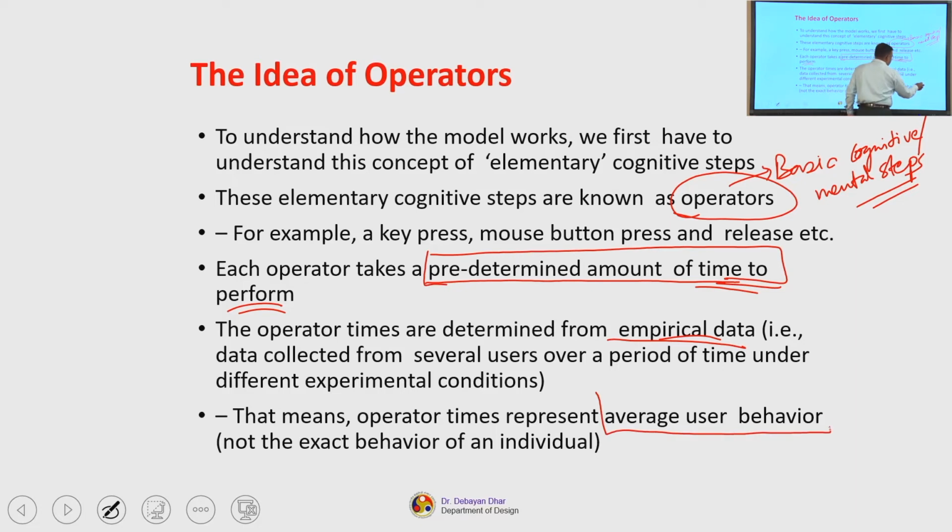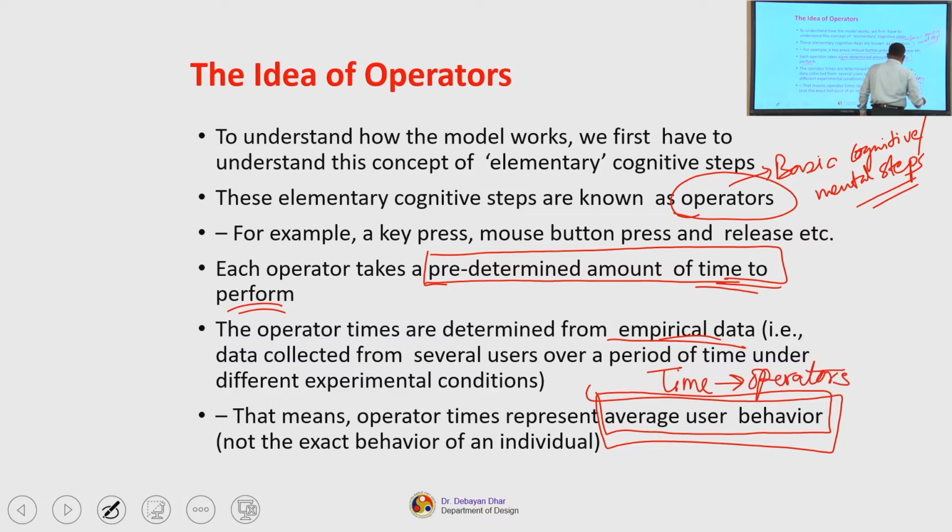Yes, this is what we are trying to understand. So, these time components of the operators are essentially the average user behavior. These are not the exact behavior of an individual. There might be some element of error, plus 0.1 or 0.2, some minus 0.1, a range of errors can be there, but this is an average user behavior.